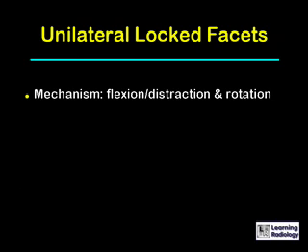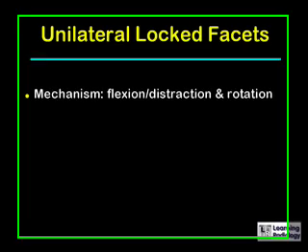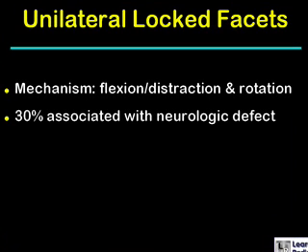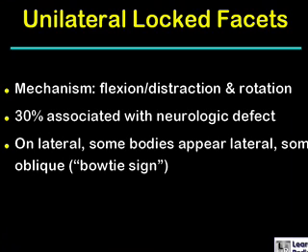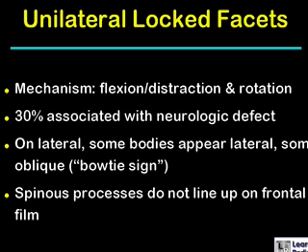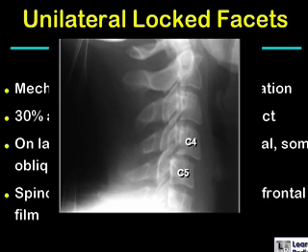When there are unilateral locked facets, which are caused by a combination of flexion, distraction, and rotation, there's about a 30% association with neurologic deficits, and on the lateral view, some of the vertebral bodies may appear to be true lateral, while others may appear to be oblique, and it's been called the bow tie sign. On a frontal examination, the radiograph may show that the spinous processes do not line up one above the other.